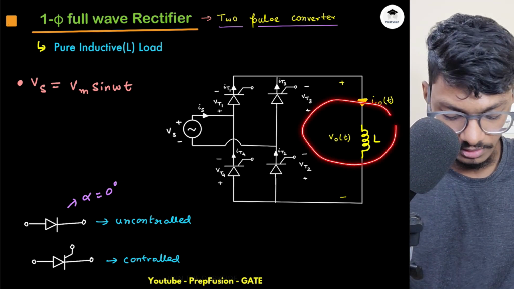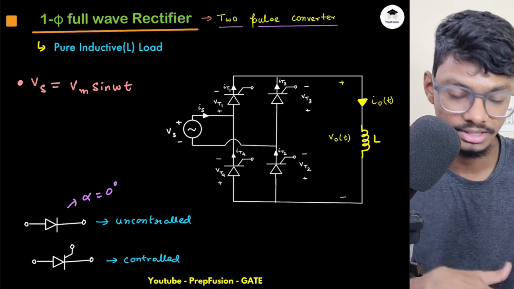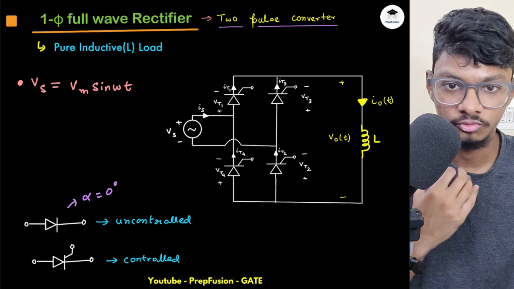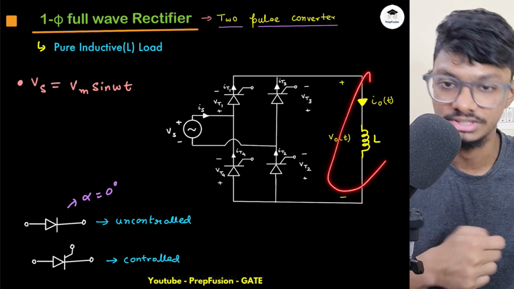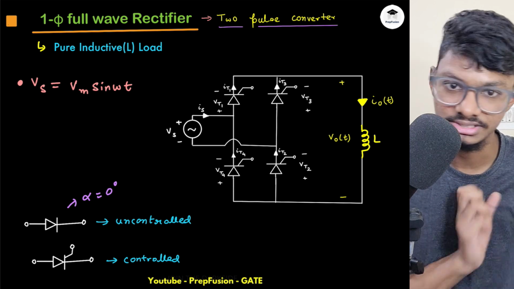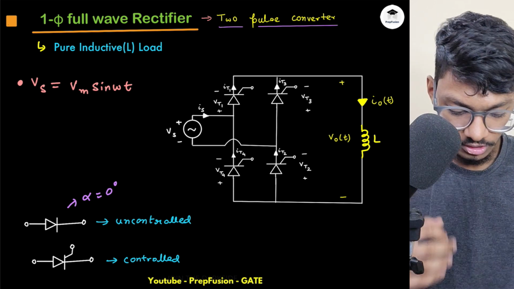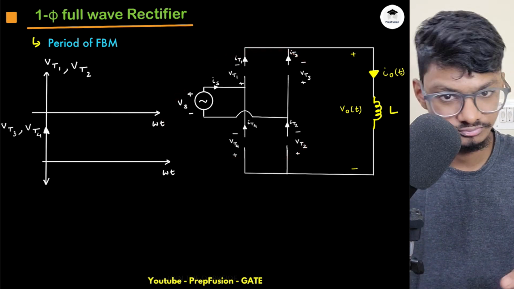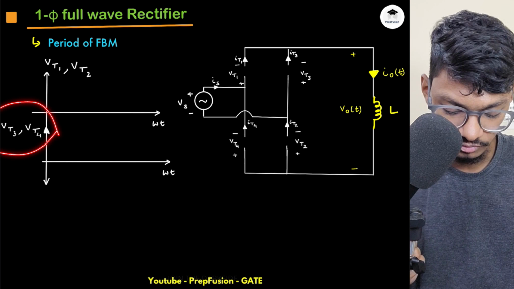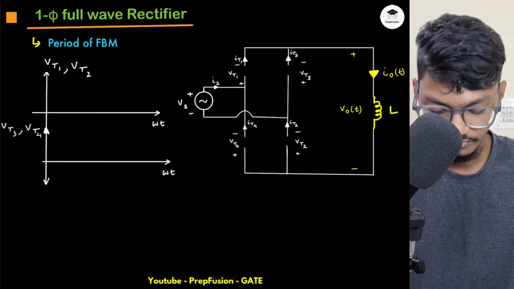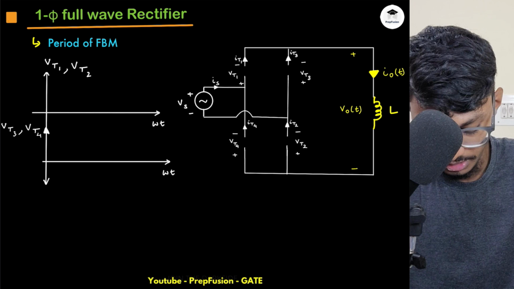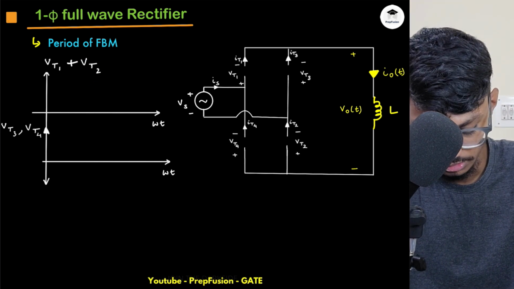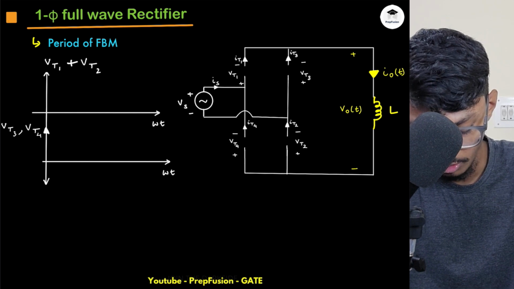So here is my inductor. Initially my assumption is that the inductor is unenergized, so obviously the current through it will be 0, and the rate of change of current will also be 0 because it is constant. Hence the voltage across it initially will also be 0, but it can change instantly. So the first case is when all of them are off: VT1 plus VT2 and VT3 plus VT4, all of them are off.